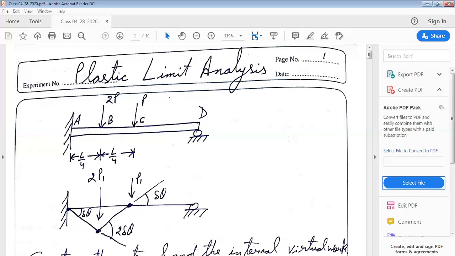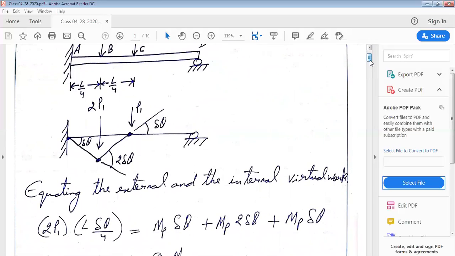Our first step is to think of a collapse mechanism. Now, let us propose this collapse mechanism wherein there are three plastic hinges. The first hinge is on the leftmost end of the beam. The second hinge is at a distance of L/4 from the left end, and the third hinge is at a distance of L/2 from the right end. We can see that the beam experiences a rotation of delta theta about the first hinge, a rotation of 2 delta theta in the second hinge, which is at a distance of L/4 from the left end, and a rotation of delta theta in the third hinge.